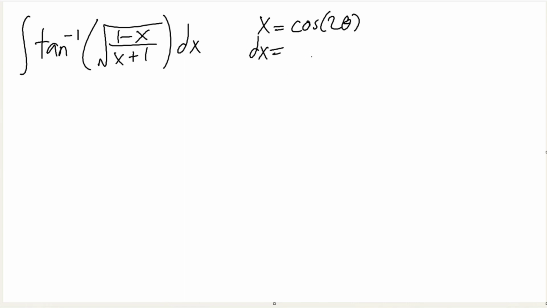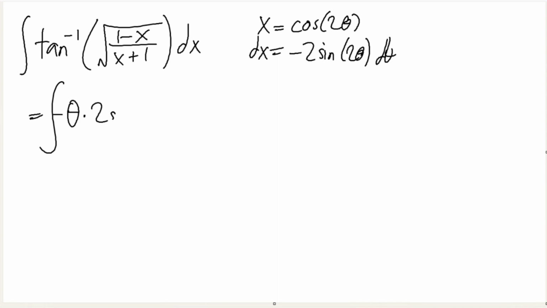Then dx is going to equal negative 2 sine 2 theta, d theta. And now we already see what's going on. This whole thing is going to become theta. And now we're left with negative 2 sine 2 theta. Oh wow, look at that. This is just an integration by parts. So we get theta. I'm going to drag in all the constants so that we don't forget it. We're least likely to forget it.